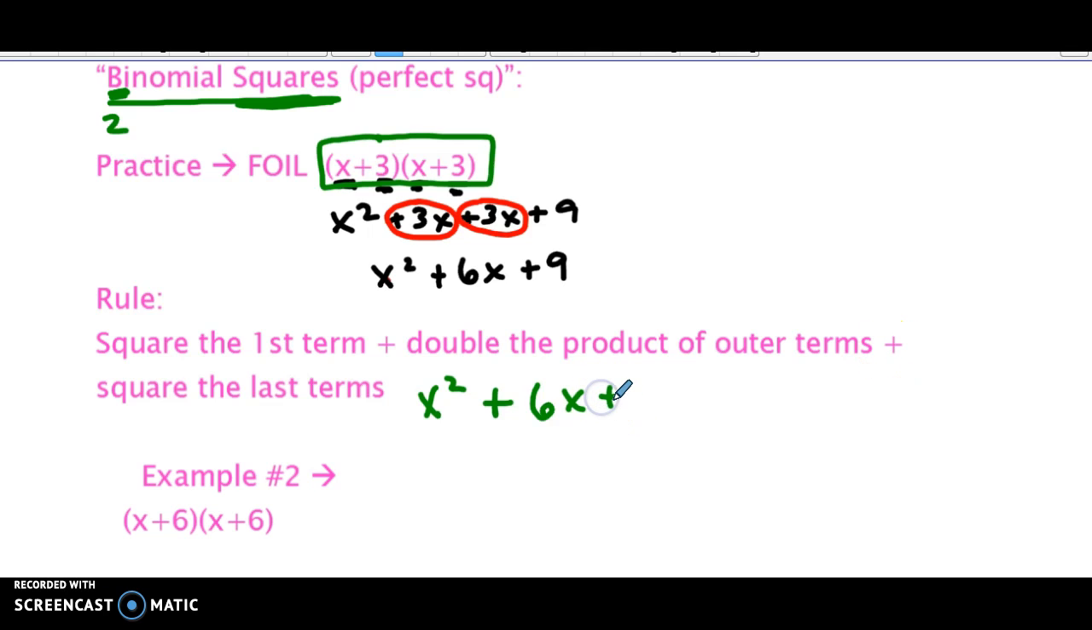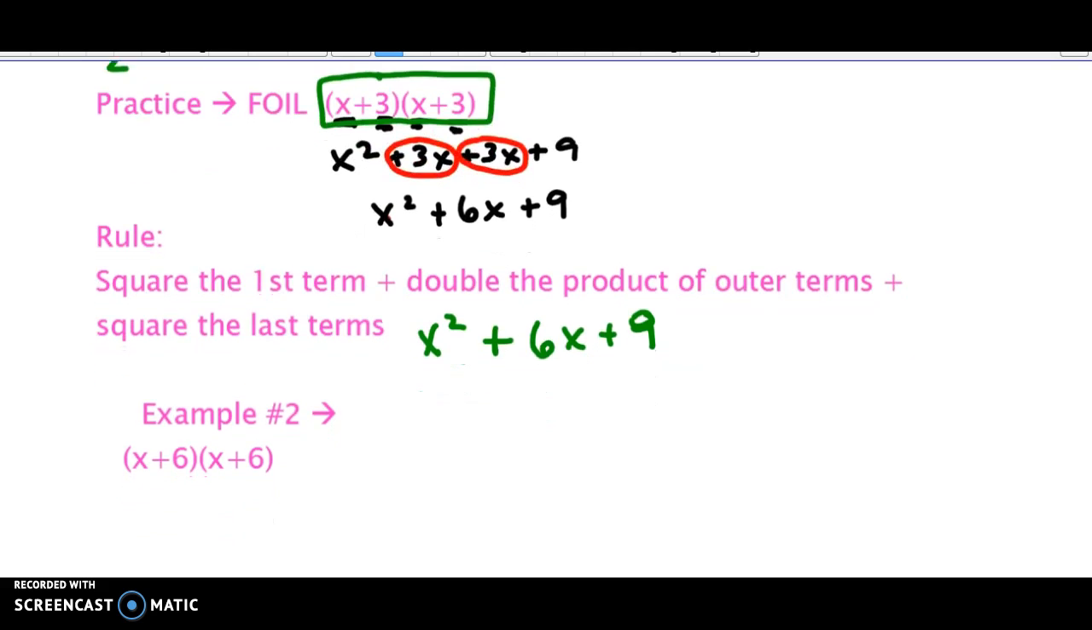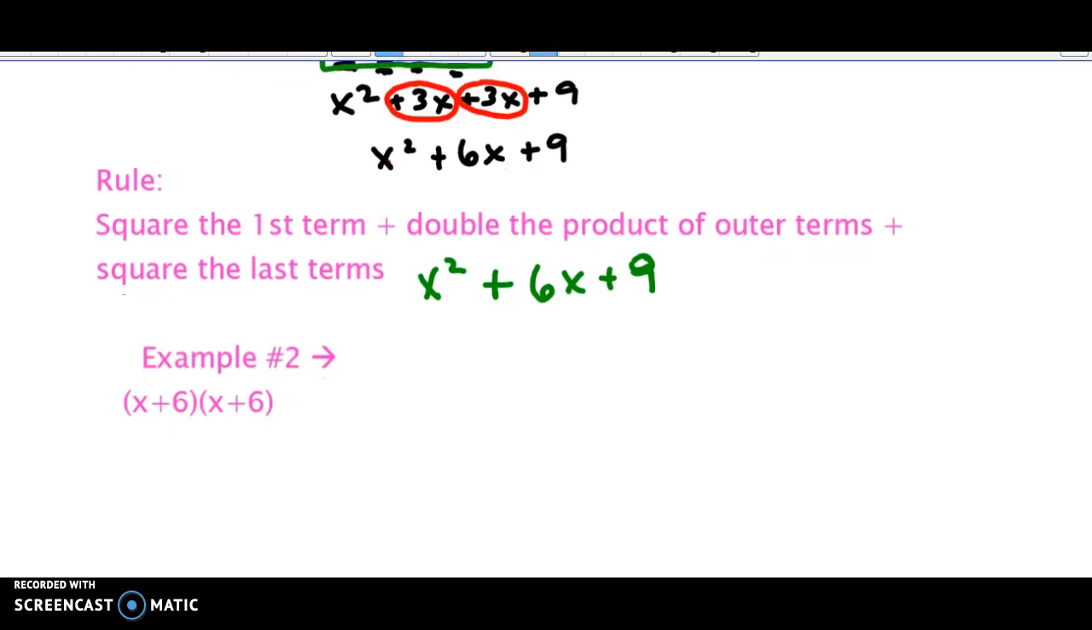Plus, to that, I'm going to add the square of the last terms. My last term, in both cases, are 3 because I have the same binomial, and so I square 3 and I get 9. That's my shortcut without having to actually go through and FOIL this. When I recognize that this is a binomial square, then I can just square my first term, double the product of the outer terms, and square my last term. And then I have simplified my multiplication problem. Let's look at another example and see how this works now that you've seen it once.